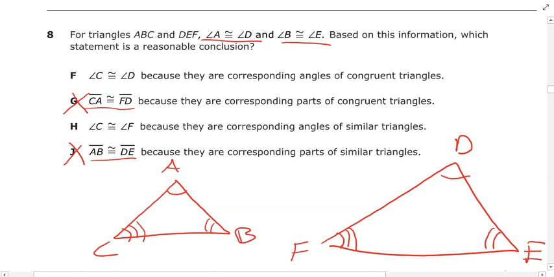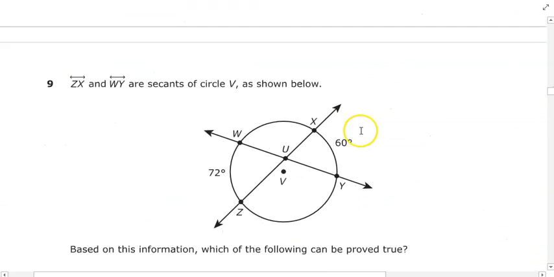Let's look at the angles here. Angle C is congruent to angle D because they are corresponding angles on congruent triangles. Well, I don't know that the triangles are congruent because it doesn't tell me anything about the sides. So far, all I had was angle similarity. So pretty sure it's not that one. Angle C and F are congruent because they are corresponding angles on similar triangles. Definitely. Angle similarity does help us prove that the last angle has to be congruent as well.